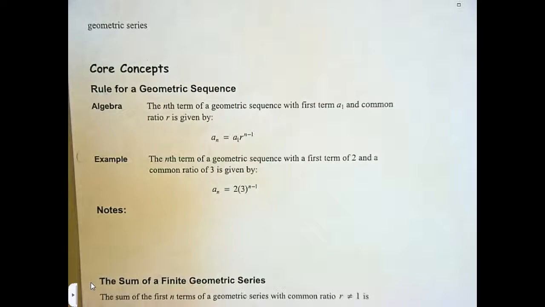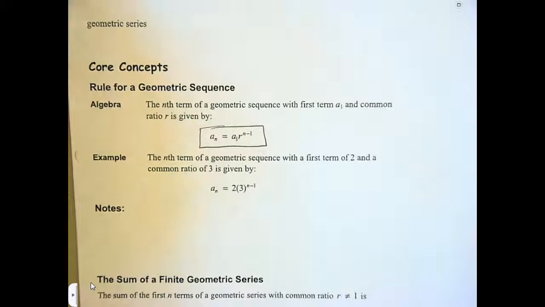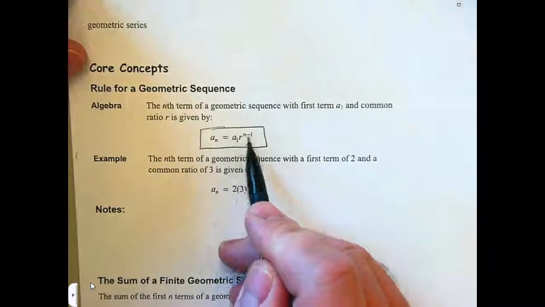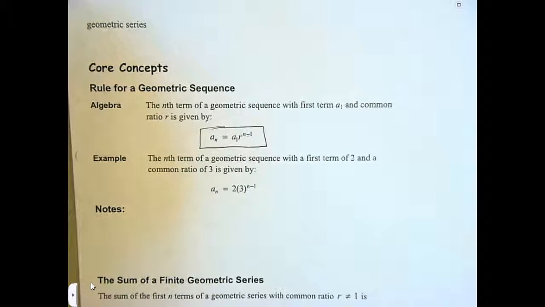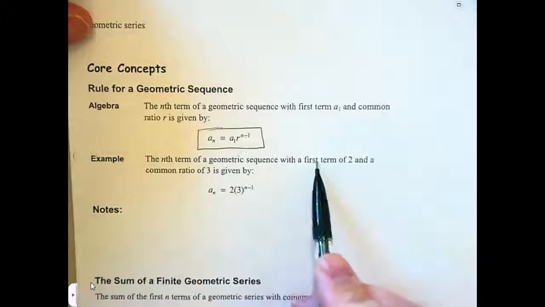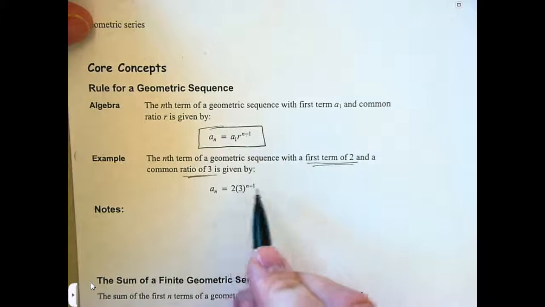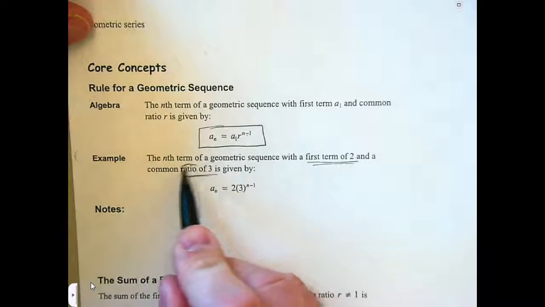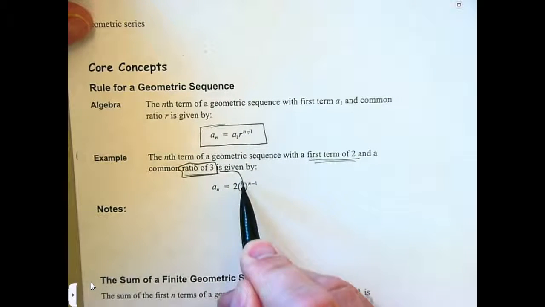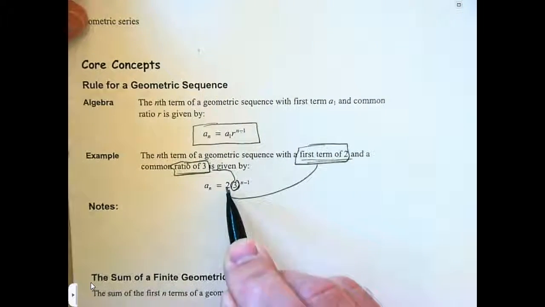But geometric sequence, if you think back to algebra, this is one of the sequences you covered. You may not remember it, but you did. A sub n is equal to a sub 1 times r to the n minus 1 power. Okay, and we've talked a few times in here about the different forms. If we have the first term of 2 and a common ratio of 3, we'd have 2 times 3 to the n minus 1. The ratio is there. A sub 1 is there.